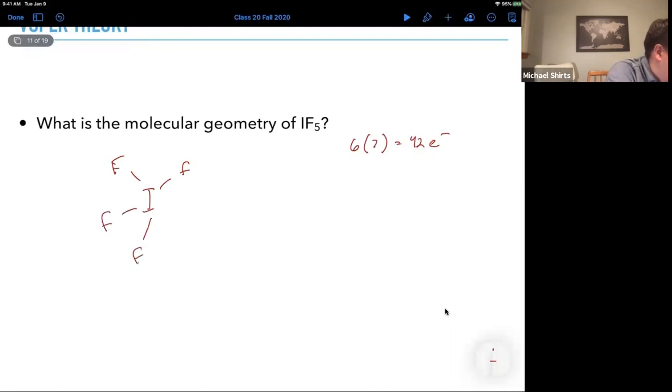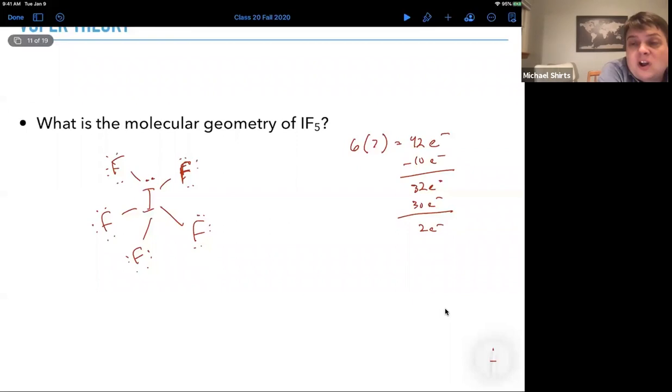So we know it has either 5 or 6 regions of electron density, but we don't know which until we draw out the Lewis structure. So we draw in 10 bonds. That leaves 32 electrons left to place. Now we notice there's 5 fluorines, and each fluorine can take 6 electrons around it. So if we were to just put 6 electrons on each fluorine, 3 lone pairs each, that leaves 2 electrons. And so those 2 electrons would have to go on the iodine. Let's draw, just to be completionist, the full Lewis structure with all the lone pairs. Okay, so that's what it's going to look like.